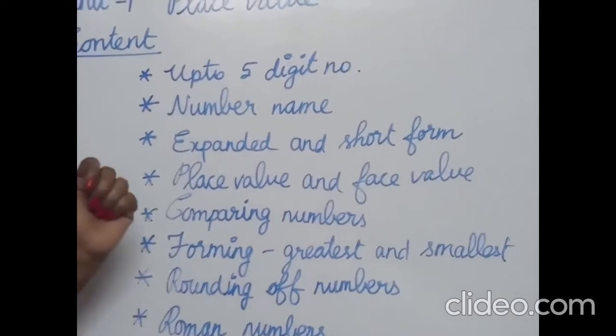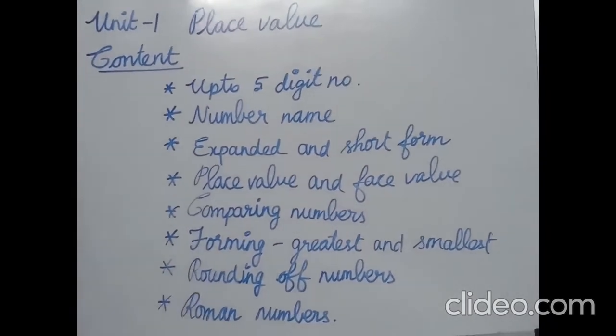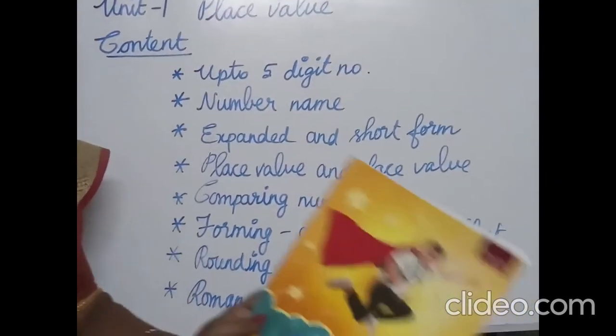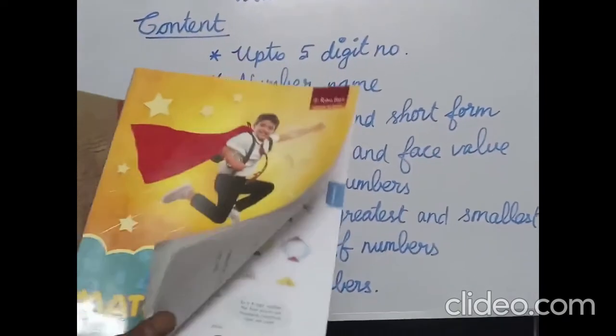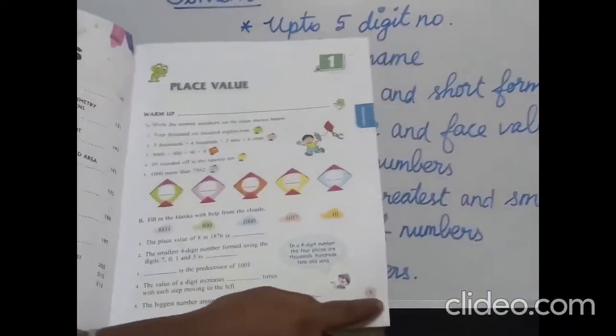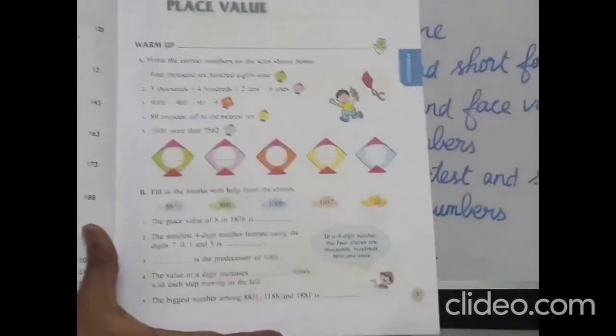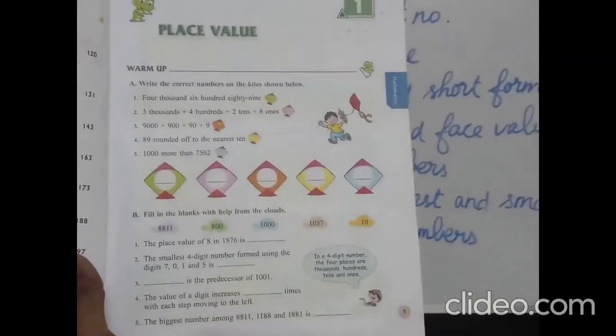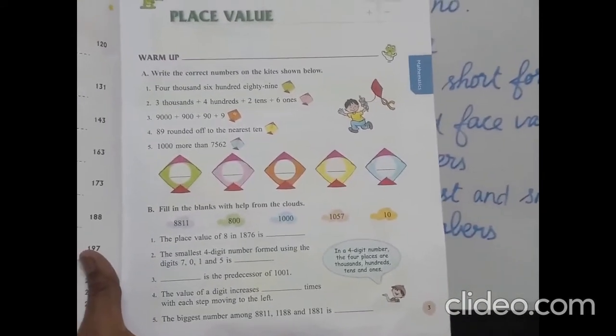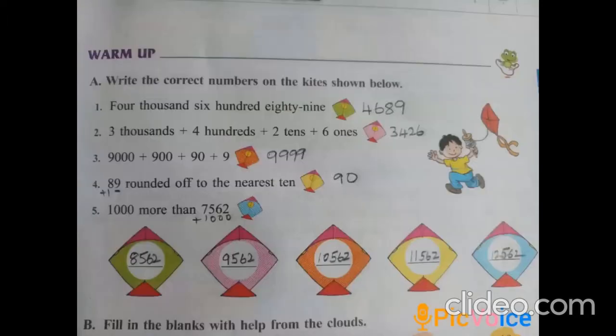Before starting our exercise, we will go to the warm-up section. Take your book, all of you, and page number 3. On page number 3, we have one warm-up section. We can start the warm-up section now. Warm-up section, first one. Write the correct numbers on the kite shown below. First question is 4689. They gave the number name, we need to write the number.